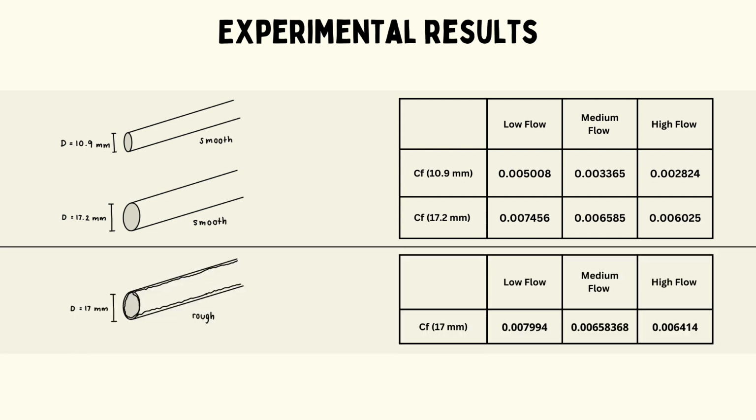And these are the friction factor results for the 17mm rough pipe. The values of the friction factor for the rough pipe are comparable to that of the 17.2mm smooth pipe. This is justified by the fact that the Reynolds numbers of the two pipes are quite similar to one another.